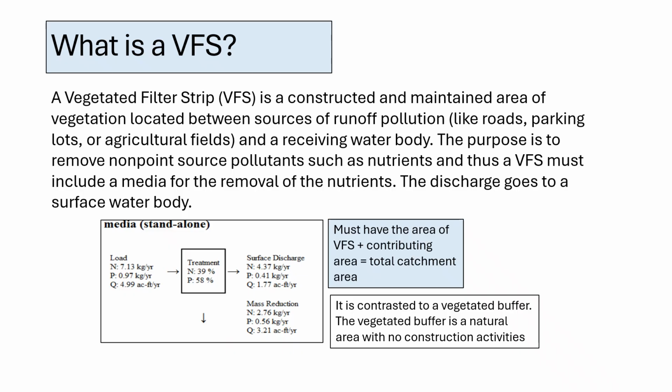The vegetated filter strip, or VFS, is a constructed and maintained area of vegetation that is deliberately placed between a source of runoff pollution and a receiving water body. These pollution sources might include roads, parking lots, or agricultural fields, and the VFS serves as an intermediate zone that captures and treats that runoff before it reaches open water.